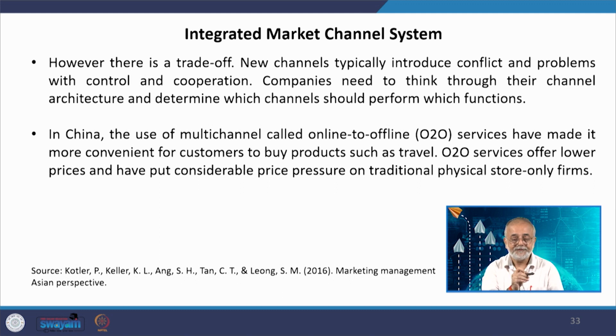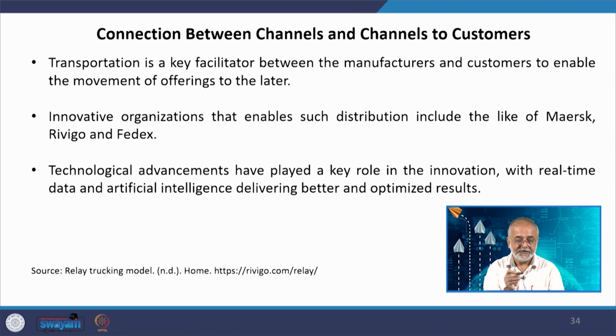However, there is a trade off. New channels typically introduce conflict and problems with control and cooperation. Companies need to think through their channel architecture and determine which channels should perform which functions. In China, the use of multi-channel called online to offline services have made it more convenient for customers to buy products such as travel, and online to offline services offer lower prices and have put considerable price pressure on traditional physical stores only firms. There is a connection between channels and channels to customers.